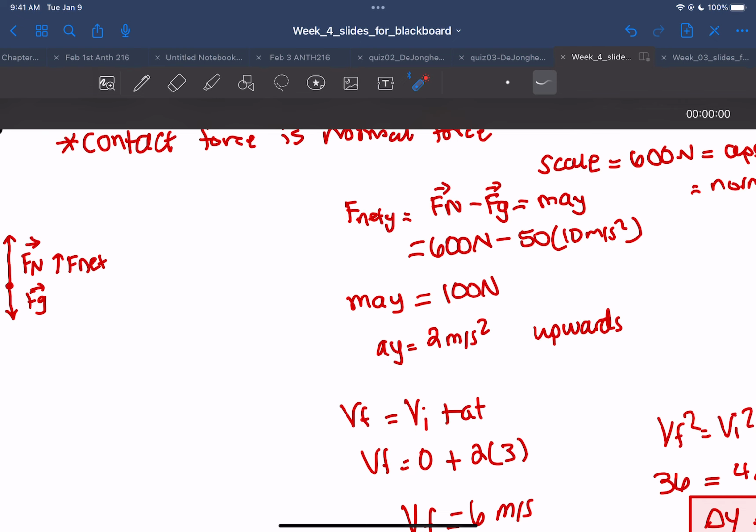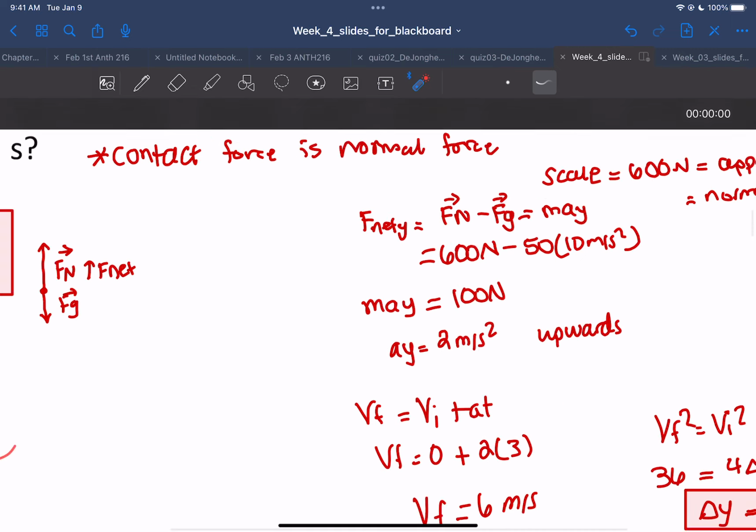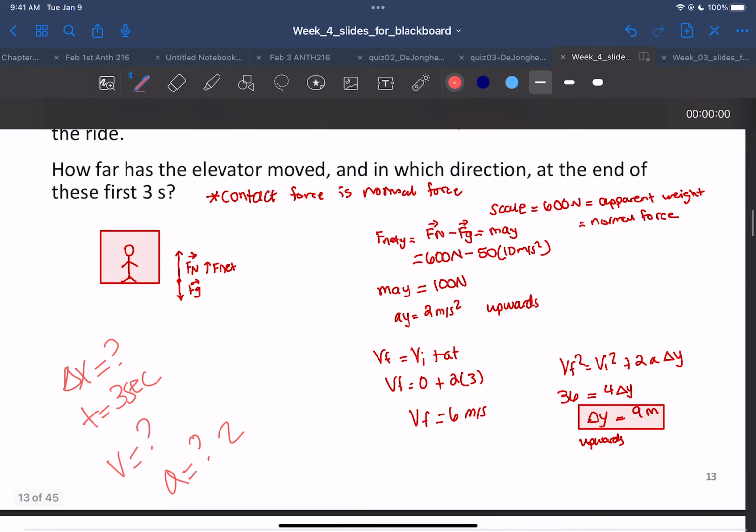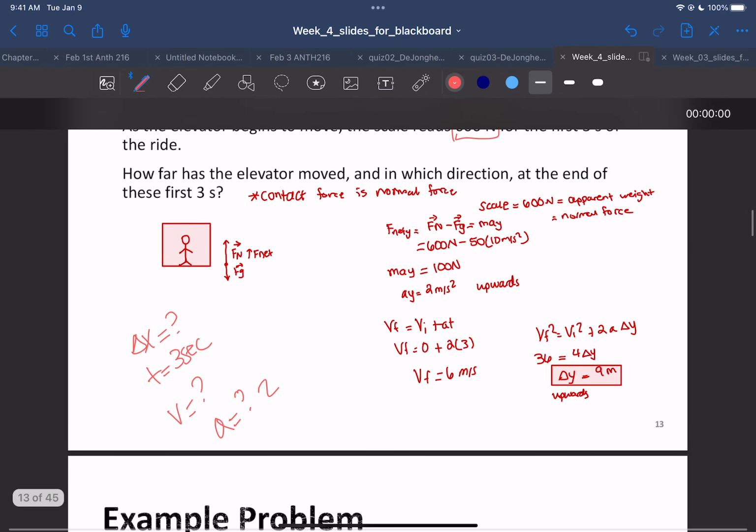Okay, awesome. So that positive acceleration automatically confirms what we know conceptually, and that is the fact that the elevator is moving upwards now, right? So positive acceleration means it's moving upwards. Negative acceleration means it's moving downwards. So we have this acceleration now, right? So that's awesome. Now, we want to figure out how far the elevator's moved upwards after 3 seconds, right?